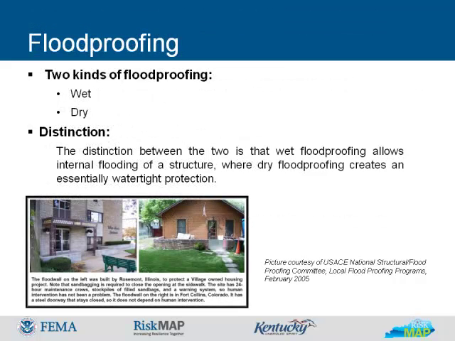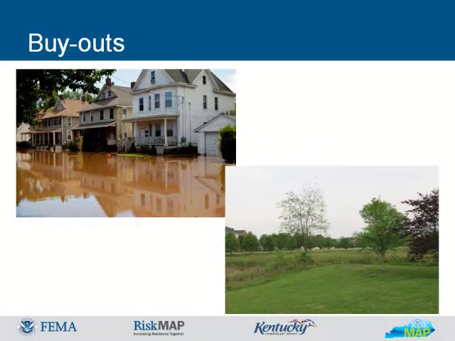There are two kinds of floodproofing, wet floodproofing and dry floodproofing. The distinction between the two is that wet floodproofing allows the internal flooding of a structure, where dry floodproofing creates an essentially watertight protection. FEMA does not buy houses directly from the property owners. Acquisition or buyout projects, while 75% funded by FEMA, are administered by the state and local communities. The state and local communities work together to identify areas where buyouts make the most sense. Buyouts are an important way to reduce the risk of future disasters.